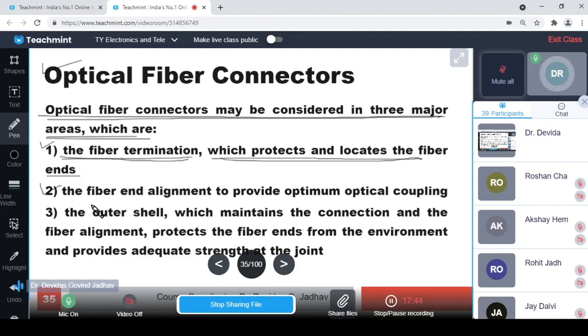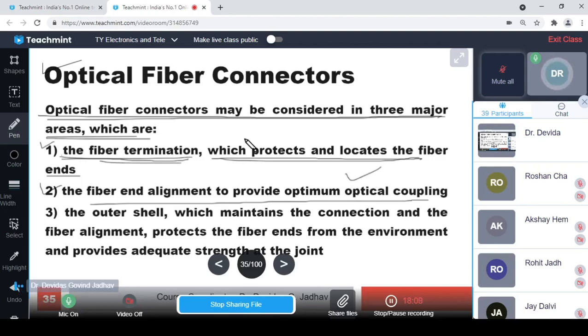Second, the fiber end alignment to provide the optimum optical coupling. Whenever there is a fiber end and the next fiber end is to be connected, then the fiber end alignment is required. In that case, optimum coupling is possible. Then the connectors are used.